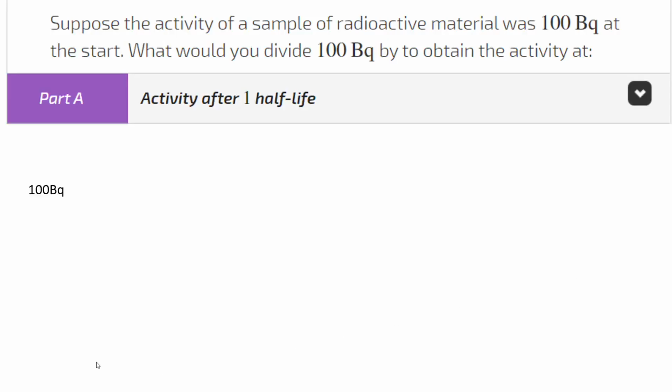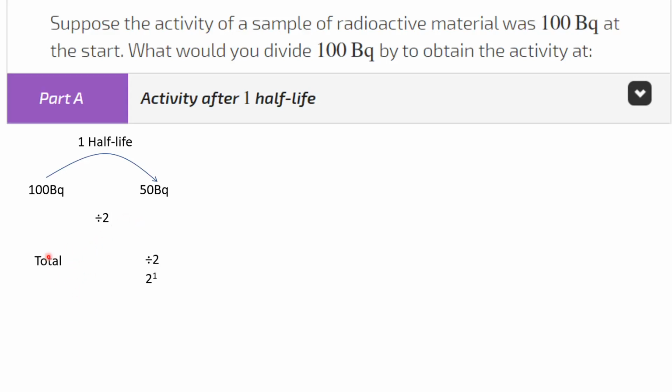The last question I'd like to go through is this one, another one taken from Isaac Physics. The question says, suppose the activity of a sample of radioactive material was at 100 becquerels at the start. What would you divide 100 by to obtain the activity at one half-life? If we start with an activity of 100 becquerels, then after one half-life, that's going to go down to 50 becquerels. So what do we have to divide by to get that? Well, we just divide by 2.